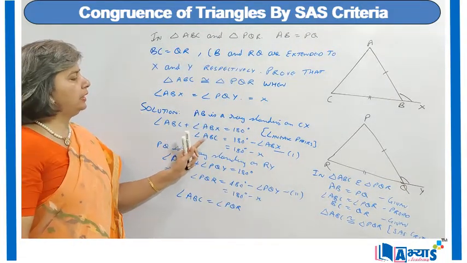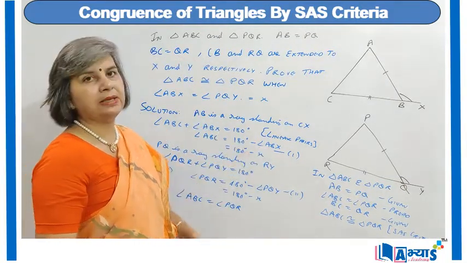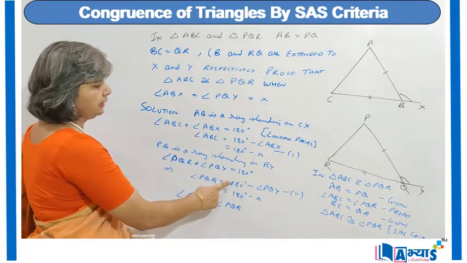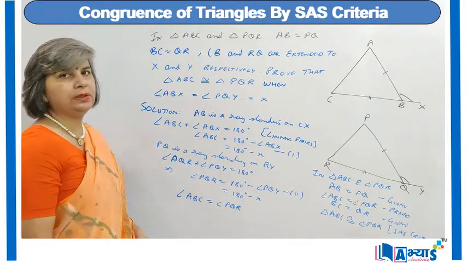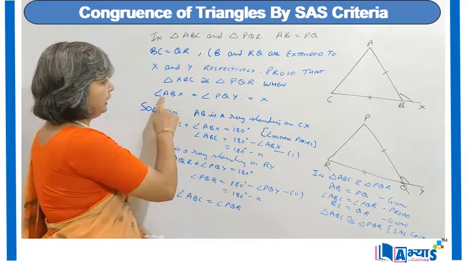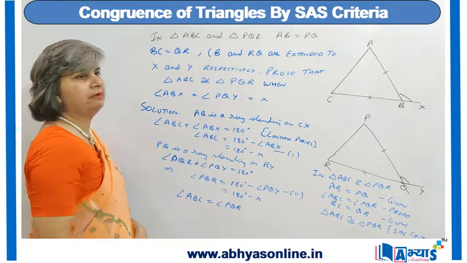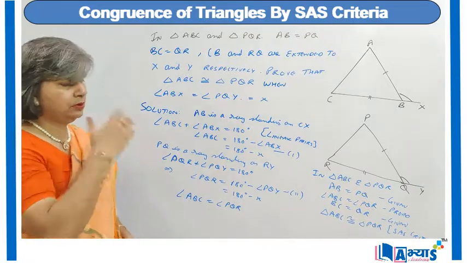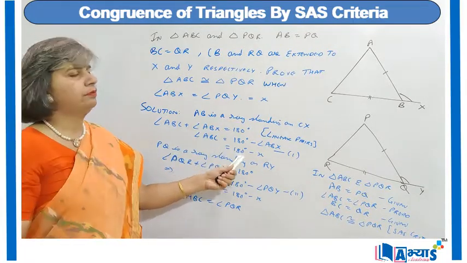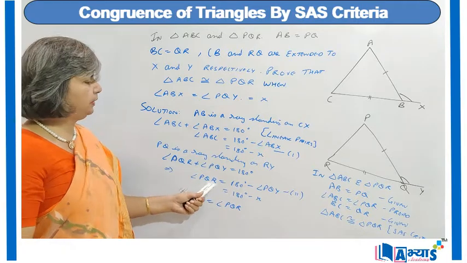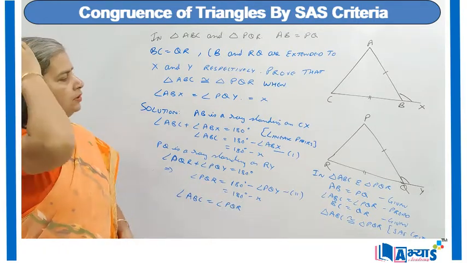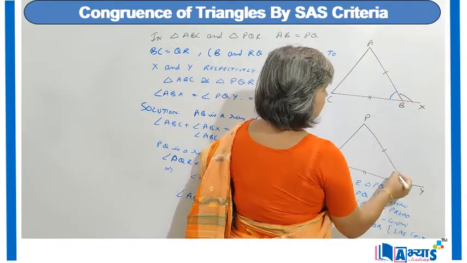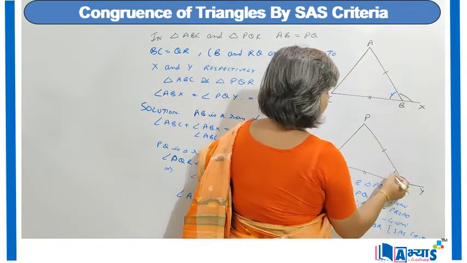So we can say that angle ABC is equal to 180 degrees minus angle ABX. Similarly, angle PQR is equal to 180 degrees minus angle PQY. But we know that ABX is equal to PQY. We have assumed them to be equal to X, so we have replaced both the angles with X. Now we get angle ABC is equal to 180 degrees minus X. Similarly, angle PQR is equal to 180 degrees minus X. So both the angles are equal, which means angle ABC is equal to angle PQR.